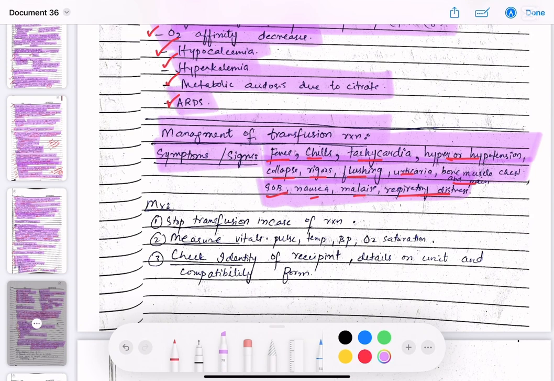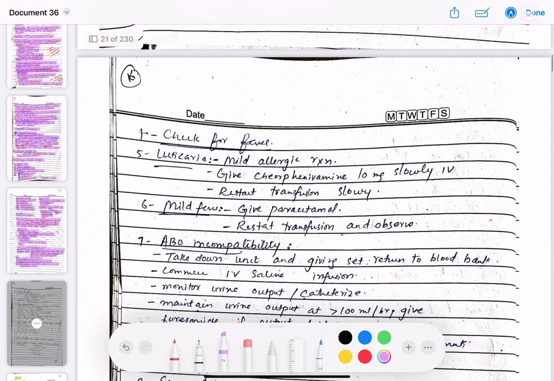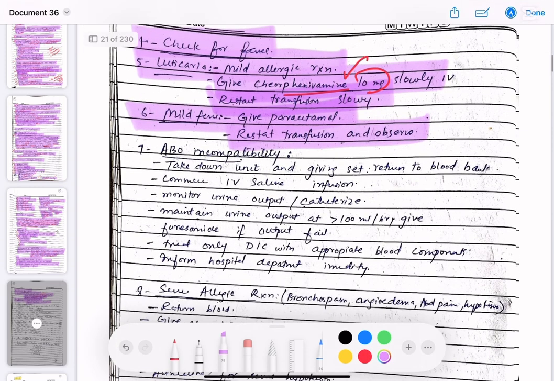First of all, stop the transfusion in case of reaction. Then measure vitals, that is pulse, temperature, BP, and O2 saturation. Then check the identity of the recipient, details on unit and compatibility form. Then check for fever, then urticaria, that is mild allergic reaction. Give chlorphenamine 10 mg slowly intravenously and restart transfusion slowly. For mild fever give paracetamol, restart transfusion and observe.